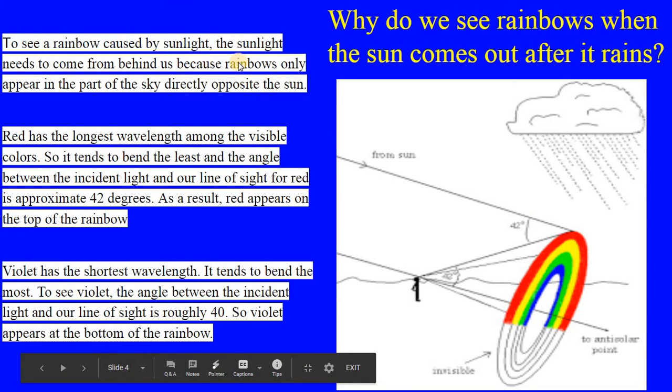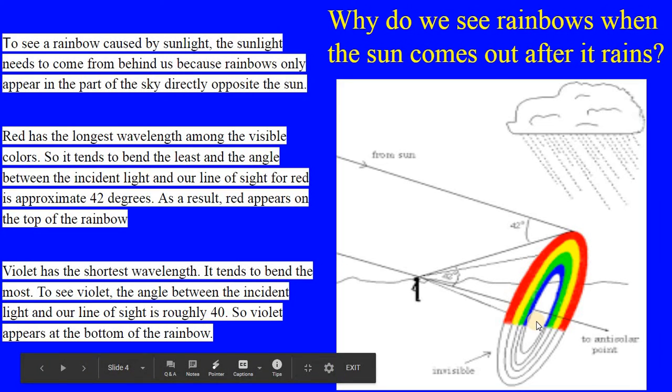Well, to see a rainbow caused by sunlight, the sunlight needs to come from behind us, because rainbows only appear in the part of the sky directly opposite from the sun. The red has the longest wavelength among the visible colors, so it tends to bend the least, and the angle between the incident light and our line of sight is at 42 degrees. As a result, the red appears on the top of the rainbow.